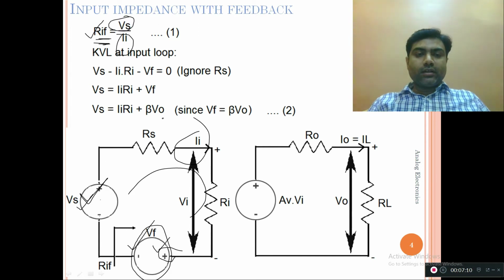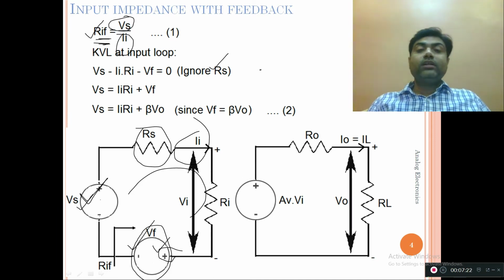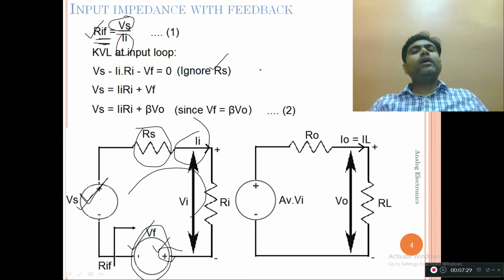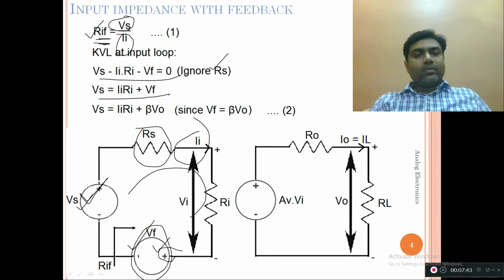Why have we not considered the drop across this Rs? Because we have ignored the value of Rs as per the basic fundamental characteristic of the voltage amplifier, what we have seen in the previous lectures as well. Ri must be greater than Rs, or practically Rs is a very low value. So we can ignore Rs here, and write this equation without considering Rs. Again, this is just Vs equals II Ri plus Vf.